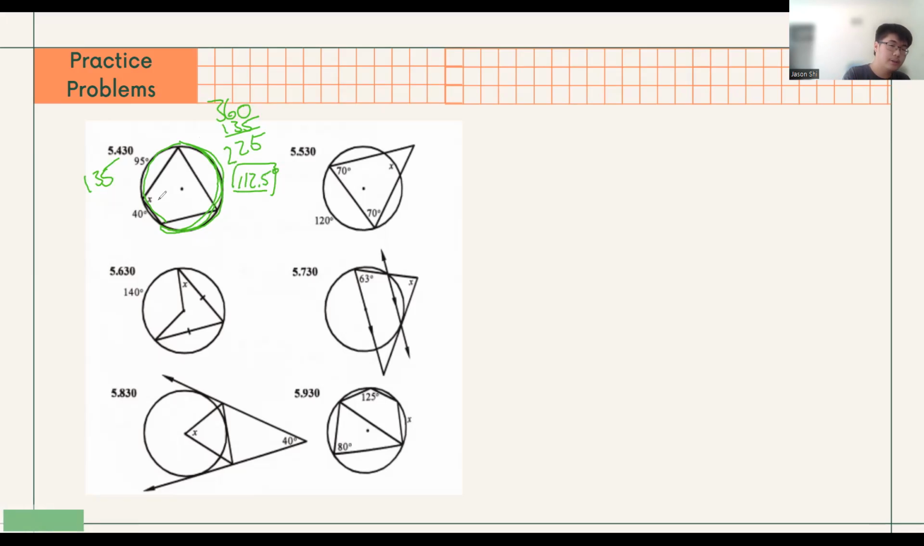And then the other way you could do this is you can use this to find this angle measure, which is 135. No, this is 135 over 2. Yeah, this is 135 over 2. And then x plus 135 over 2 is 180. So you could also do it that way.